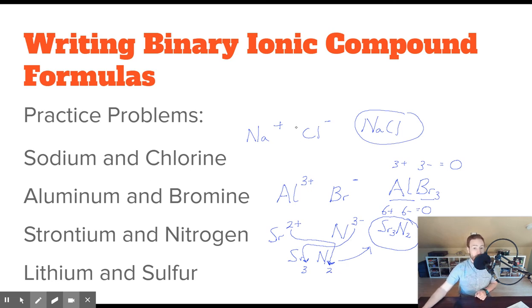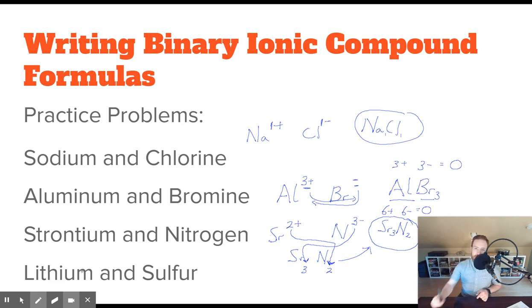And in fact, you'll notice that it worked for the others too, right? There's a 1 plus charge, 1 minus charge up here. Cross drop those, and you get 1 and 1. There's a 3 plus charge here and a negative 1 here. Cross drop those, and you get 1 aluminum, 3 bromines.